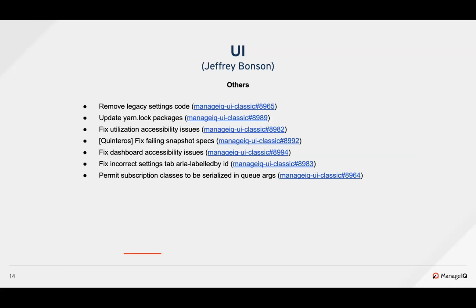For the others, Gilbert removed a few unused legacy settings code from configuration controllers and its helper files. Jason updated the yarn.lock file. Gilbert fixed the accessibility violation issues in the utilization and the dashboard pages. Gilbert also fixed the failing snapshots for the workflow credential mapping forms. Gilbert fixed the incorrect settings tab aria-labelledby ID. Joe added a default standard error handler to generically rescue the exceptions. And yeah, that's all from the UI side. Over to Adam.